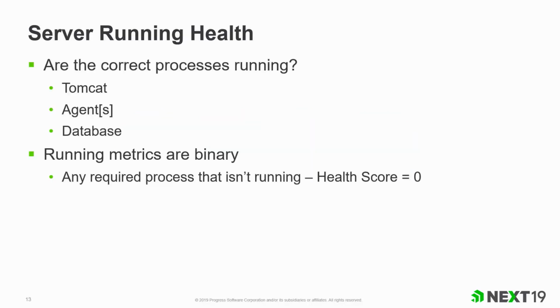So server running health: are the correct processes running? Tomcat running, or agents running, or connected to your database. Running metrics are binary. Any required process that isn't running gives you a health score of 0, and the way the math works, it'll give you a 0 total health score.